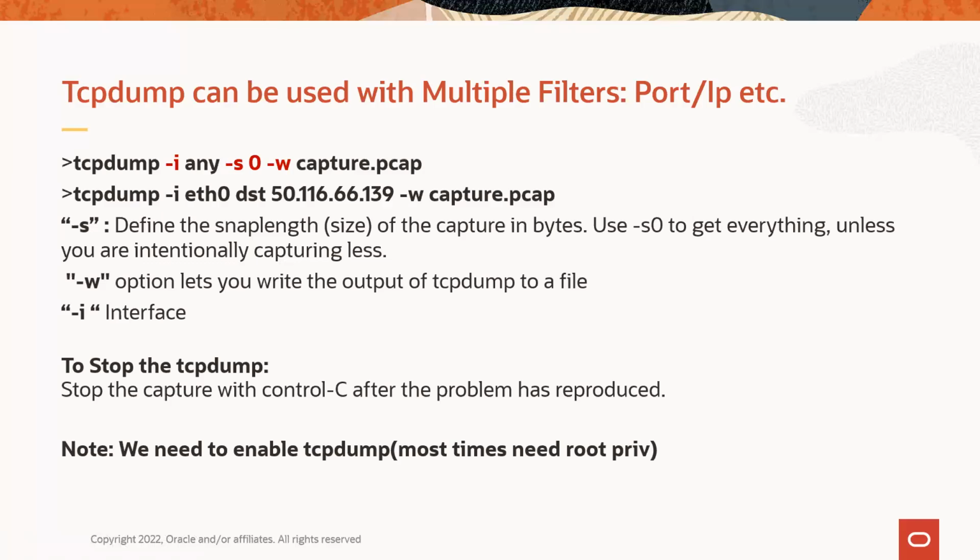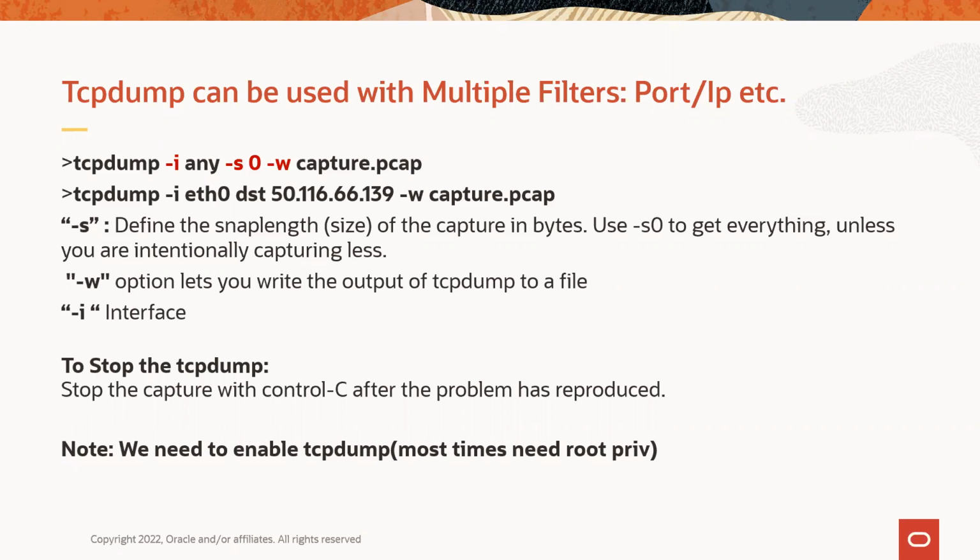So you enable tcpdump and reproduce the issue. How do you stop tcpdump? It is a simple Control C after the problem has reproduced. Also, when you're enabling tcpdump, you need root permission most of the time.